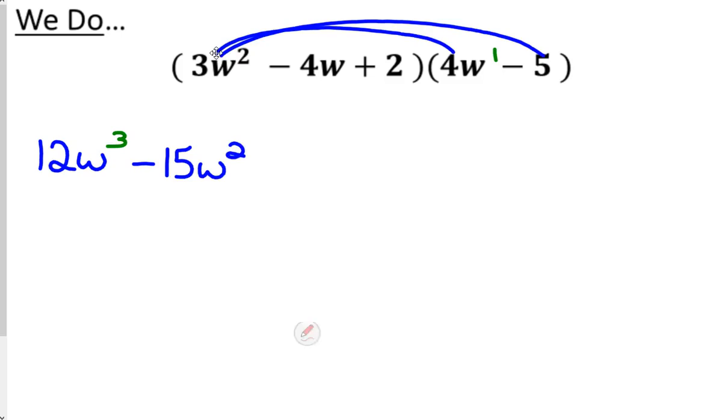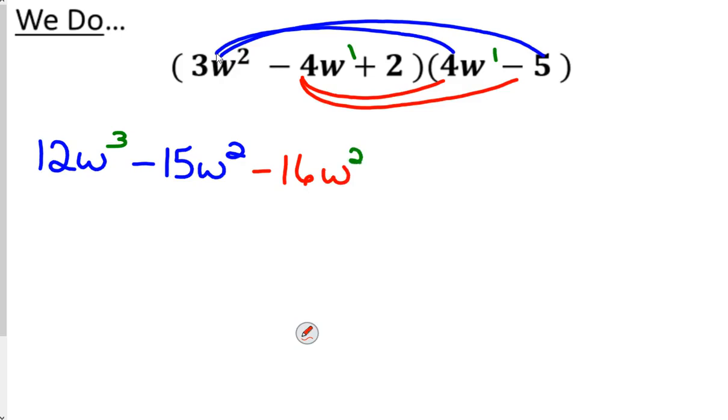Now I'm going to do the second term times everything, and I'm going to use red. So again, make sure you're using multiple colors. When I multiply this, a negative times a positive is a negative. 4 times 4 is 16. Oh, I have another invisible 1 here. So I have w, and 1 plus 1 is going to be 2.